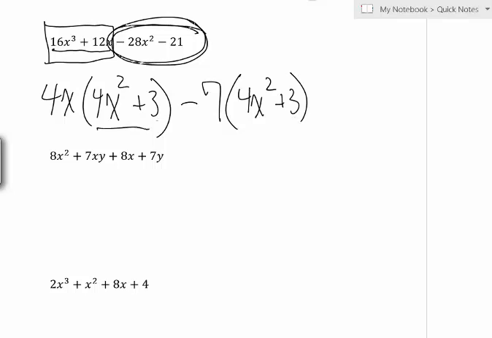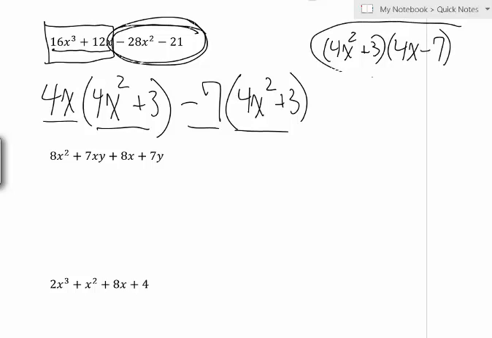Again, if you notice, there's my common factor. So right here I'm going to write out 4x squared plus 3, and my second piece will be 4x minus 7. And there's my answer. Okay.